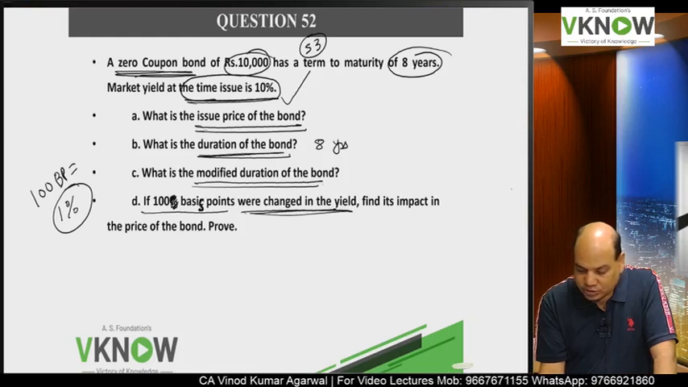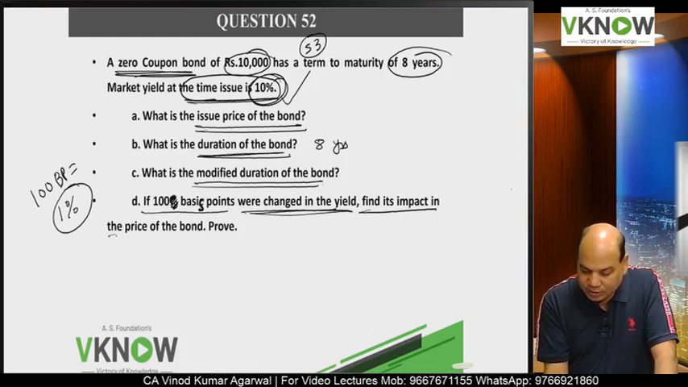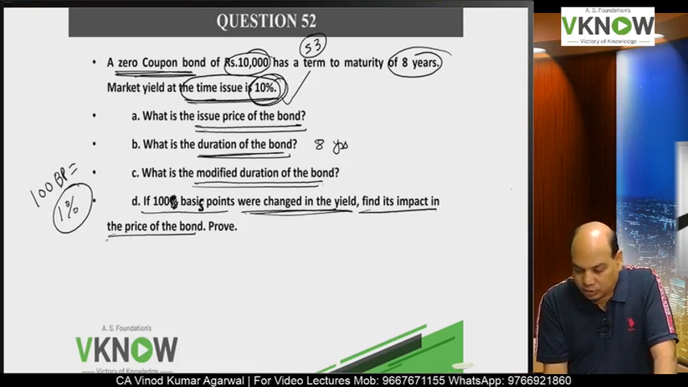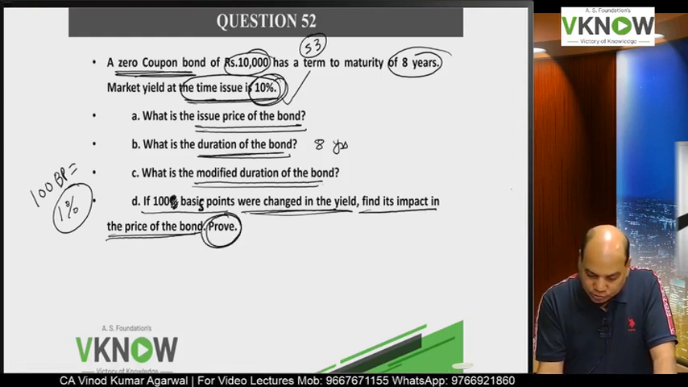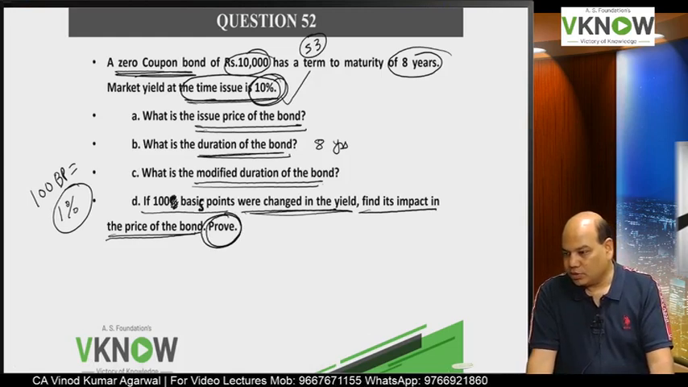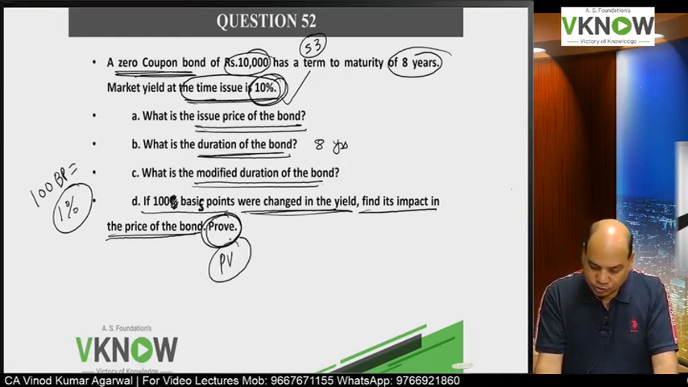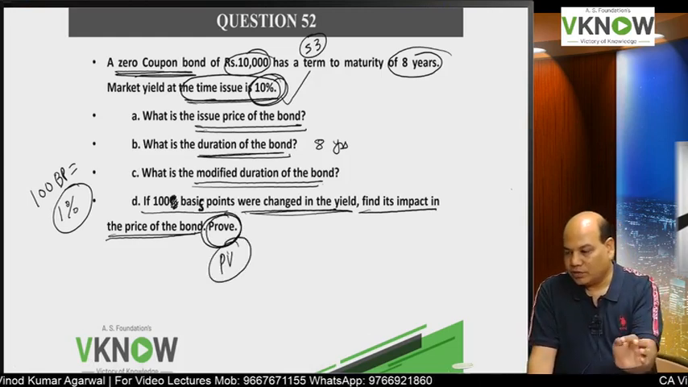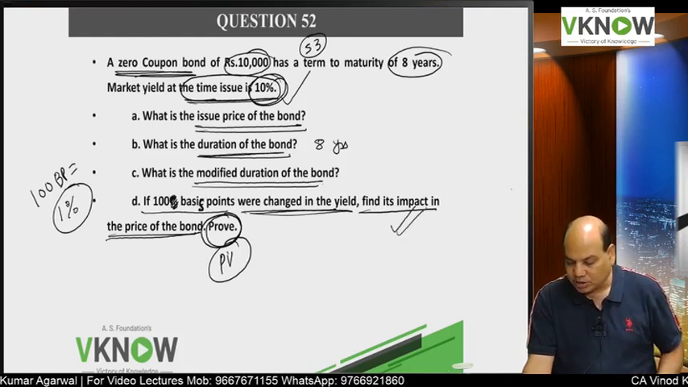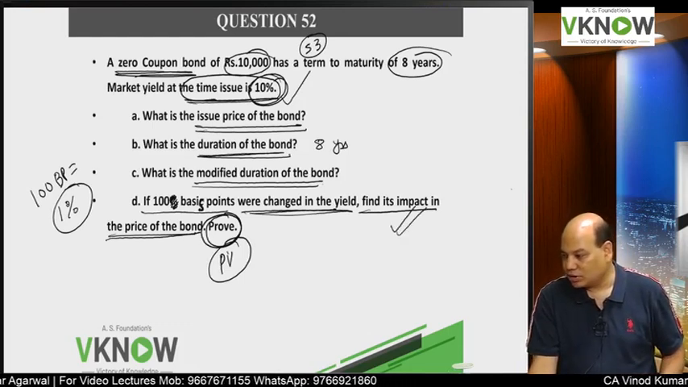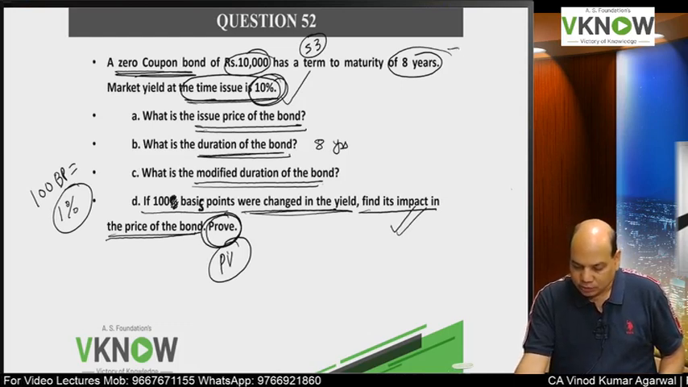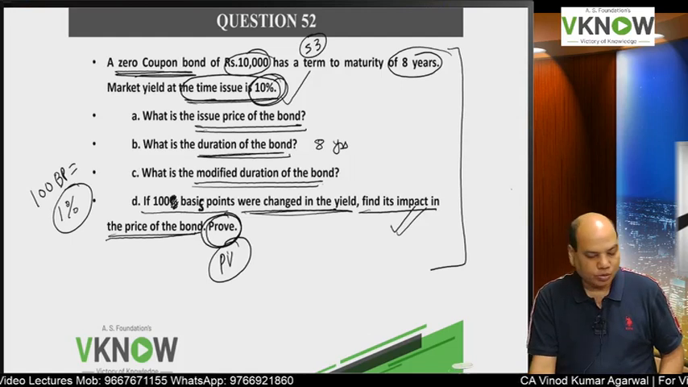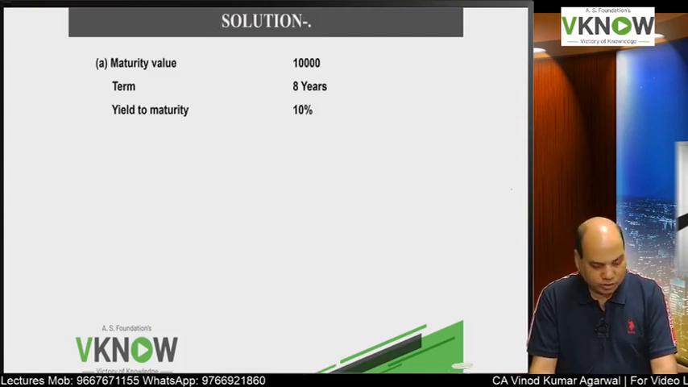So if the yield changes from 10% to 11%, find its impact in the price of the bond. By what percentage bond price will change, and then you have to prove also. That means using present value, you have to prove that the bond price has changed by so much percentage as you have mentioned in your answer. Okay, so this is one of the easiest questions. I wanted to take one question on zero coupon bond, so I have taken this question.